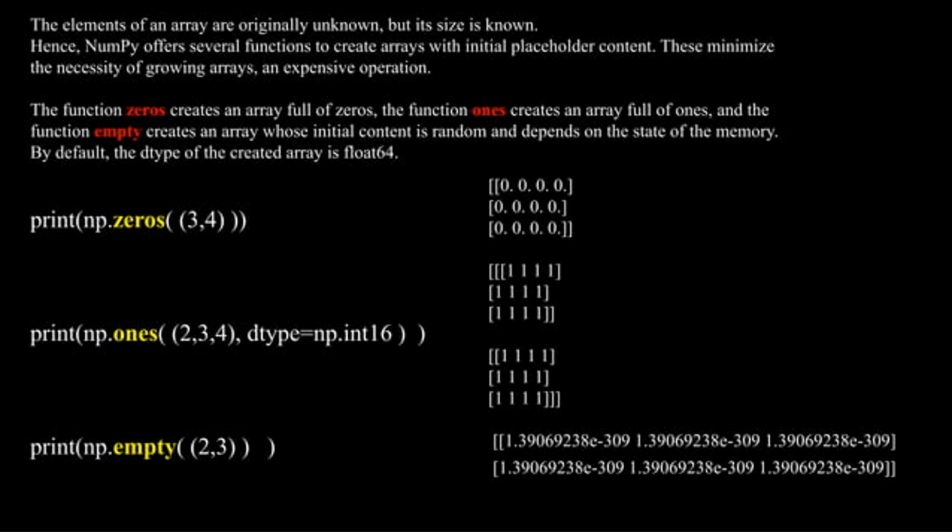Now the next example, print numpy ones. We want all ones, with 3 lists divided and 4 needed in each list. The dtype is np.int16, the integer 16 data type. So that's the answer: 3 lists, in which we need 4 ones in every list.